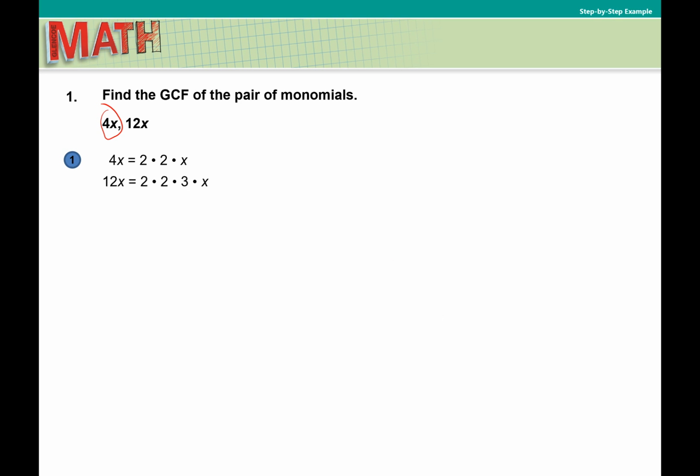12x, then, we want to get down to 2 times 2 times 3, so 2 times 2 is 4, 4 times 3 is 12, 12 times 1x is 12x. So now we have 2 times 2 times 3. These are the expanded versions, here and here, of our original monomials.